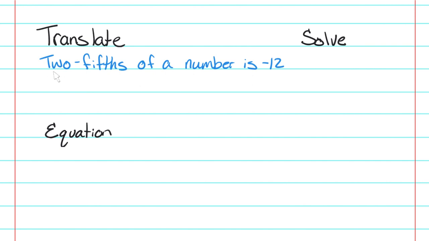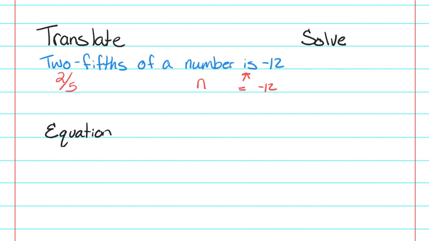Looking at this example, 2/5 of a number is -12. So I have it in words, and I want to turn it into an equation. As I read this, 2/5 of a number, not quite sure what the number is, so we're going to give it a variable, call it n, is, again, tells me that there's an equal sign involved, -12. I've got all the information there just by reading the sentence.